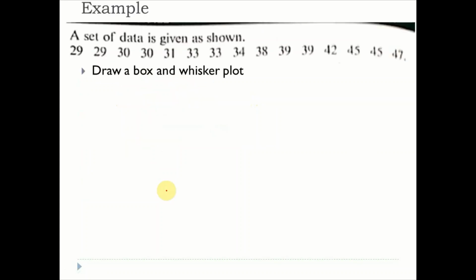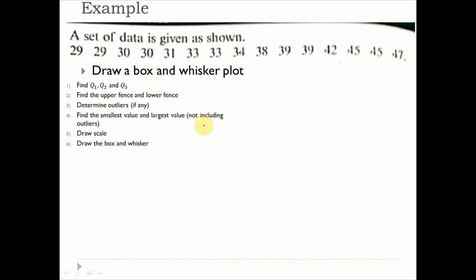So let me show you by example. In this example, we have a set of data. As you can see, this is already arranged in ascending order because it starts from the lowest, 29, and the highest is 47. The instruction is to draw a box and whisker plot. So this is the step from the previous slide. We need to find Q1, Q2 and Q3.